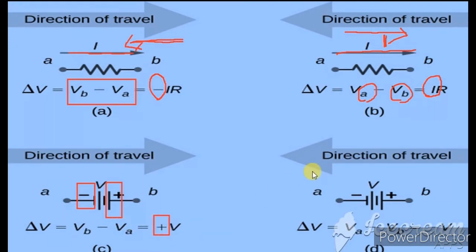Sorry, this is B to A. If it is traveling from positive to negative, so B to A is from this point, positive to negative. Positive to negative we consider as plus. Here this is minus and this is plus, where we are traveling from A to B. So A to B is negative to positive. Negative to positive is considered as minus.